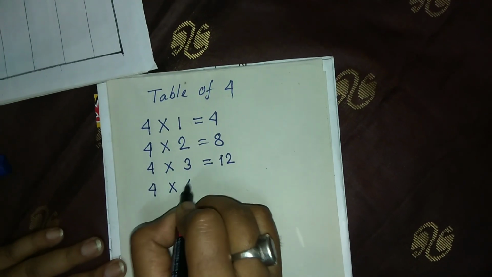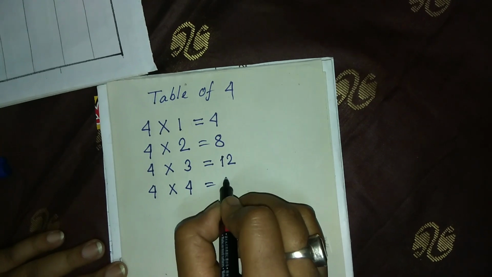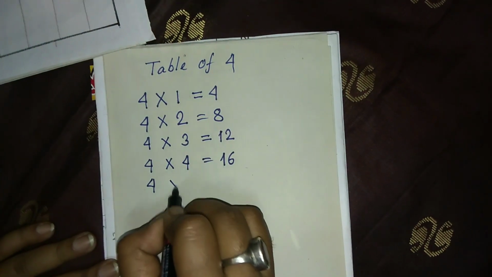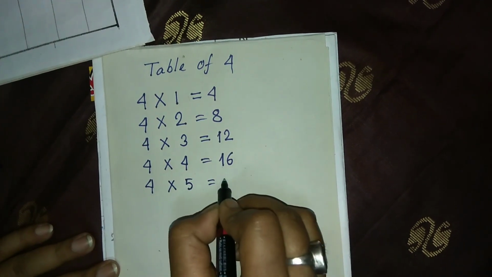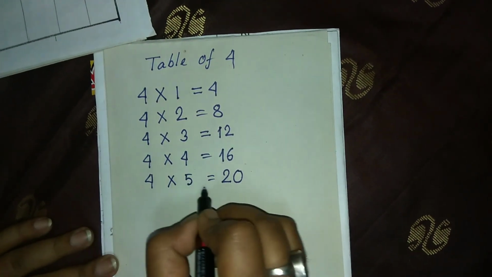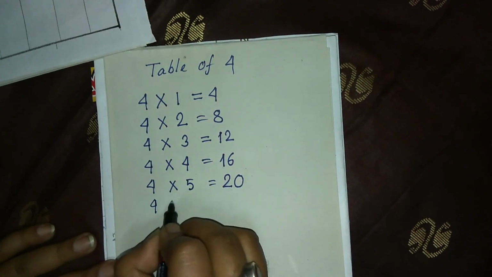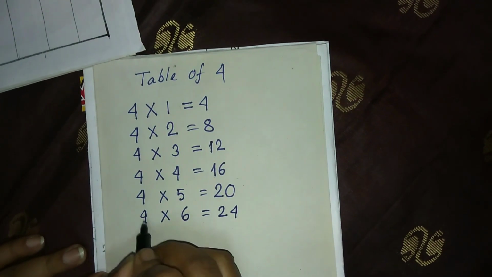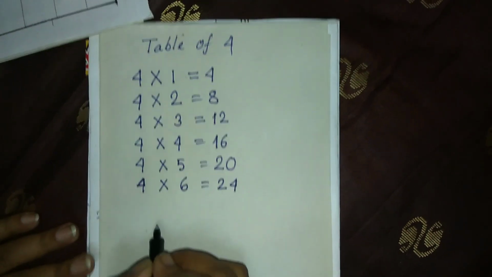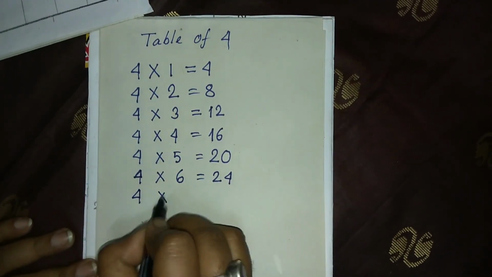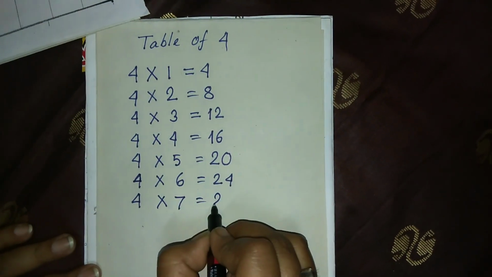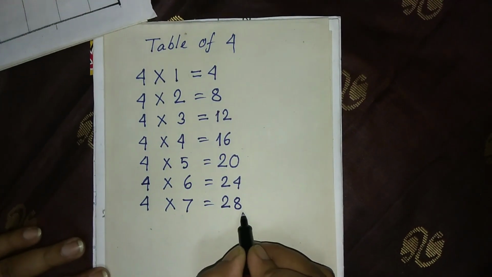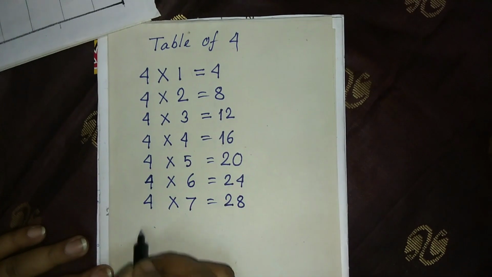4 multiplied by 4 is equal to 16, so 4 fours are 16. 4 multiplied by 5 is equal to 20, so 4 fives are 20. 4 multiplied by 6 is equal to 24, so 4 sixes are 24. 4 sevens are 28; 4 multiplied by 7 is equal to 28, so 4 sevens are 28.